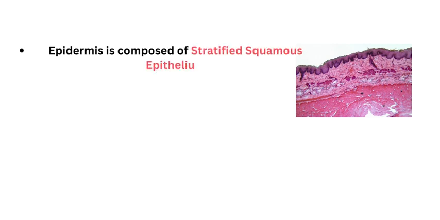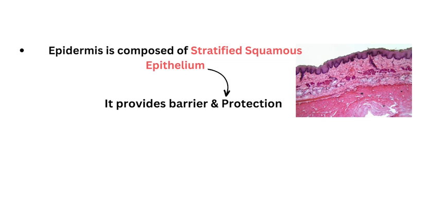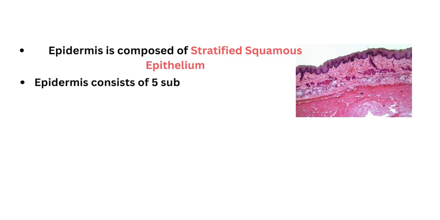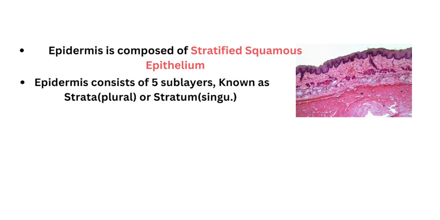Epidermis. Epidermis is composed of stratified squamous epithelium. It provides barrier and protection. It mainly consists of the protein keratin, which is a tough and water-insoluble structural protein. The epidermis consists of 5 sublayers, which are known as strata or stratum.